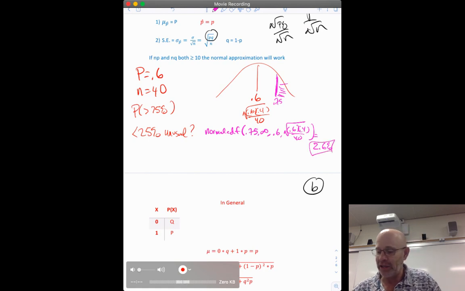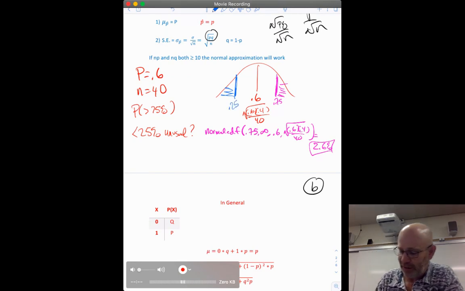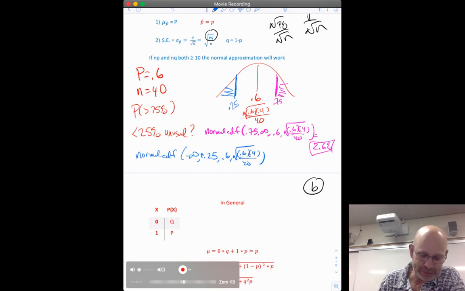And then the next question is, would it be unusual to get less than 25%? So there's 25%. So same thing. We just go normal CDF from negative infinity this time to 0.25 with a mean of 0.6 and a standard deviation of square root of 0.6 times 0.4 over 40. We do that math. Negative infinity to 0.25 with a mean of 0.6 and the same standard deviation as the last problem.